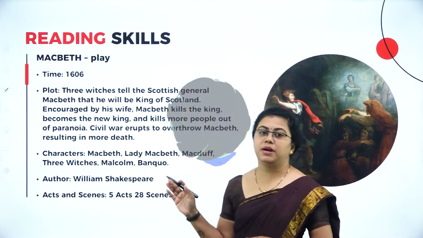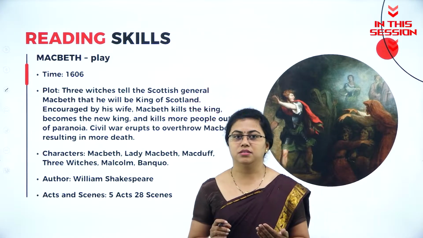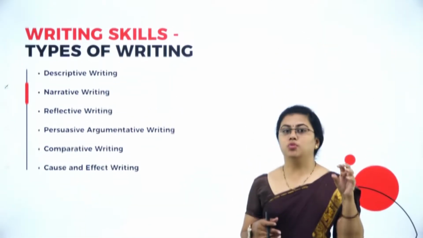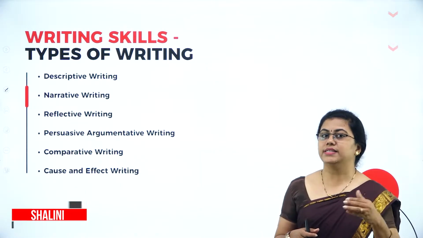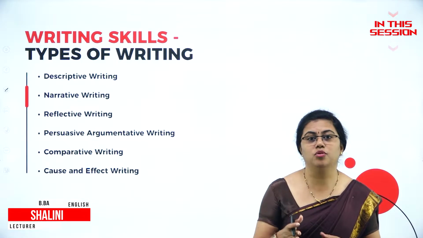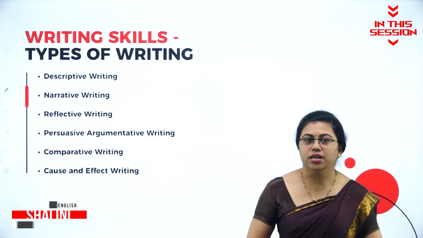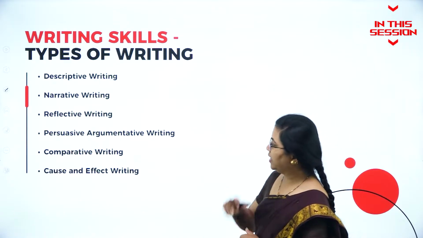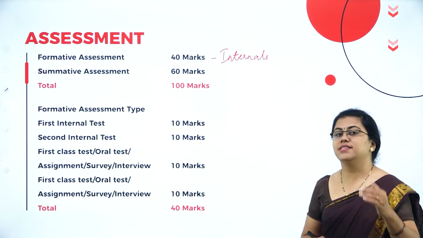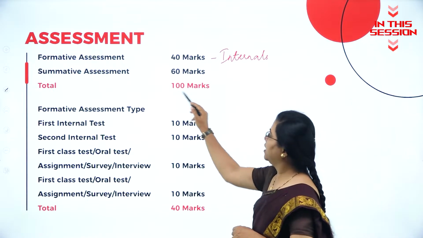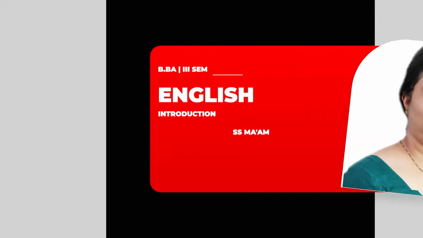A play is nothing but the written form of a drama to be performed on the stage. So that is the meaning of a play. You are thinking how it is relevant in your life, or you are reflecting upon what has happened and what can you learn from that incident. So that is reflective writing. Summative assessment, that is the term end exam. Thus, that will be for 60 marks and altogether it will come to 100 marks.